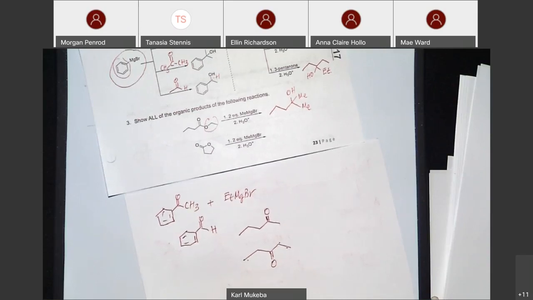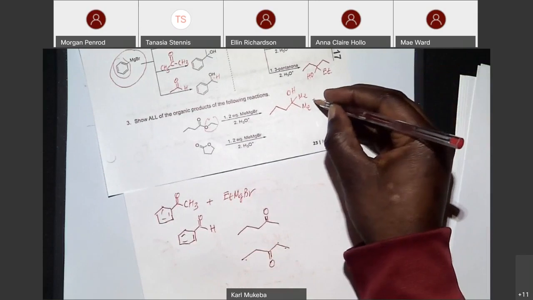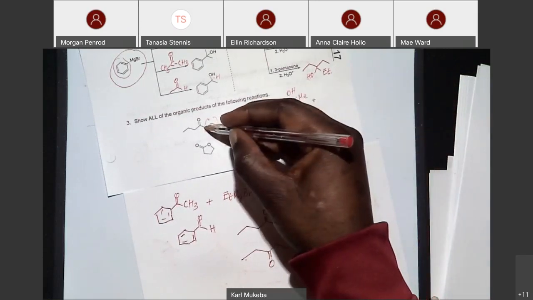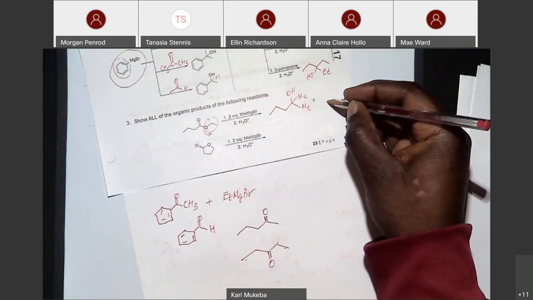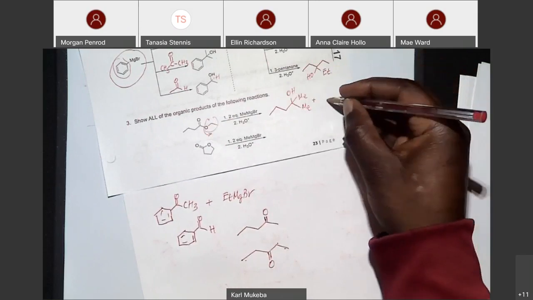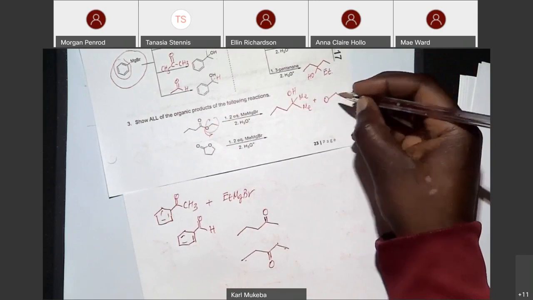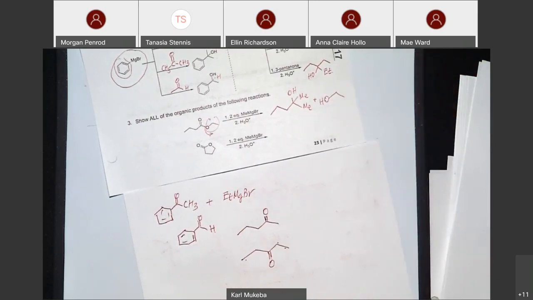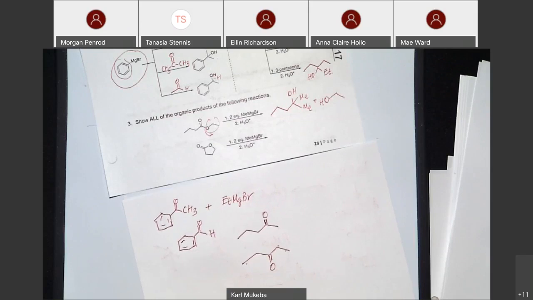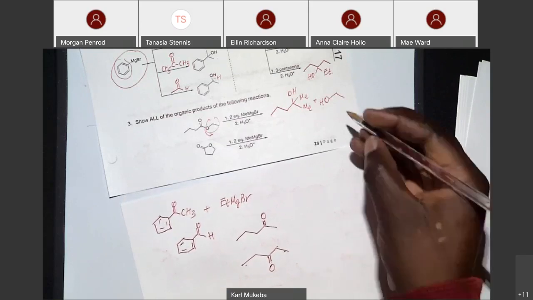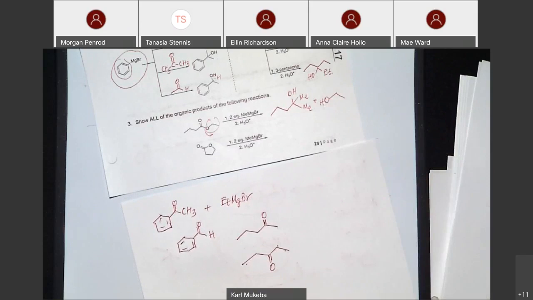Right? Does anyone see that? They ask to draw all the products. You can stop there, or you can add more, since this group is leaving, and we can also draw something like this. Do you see that?